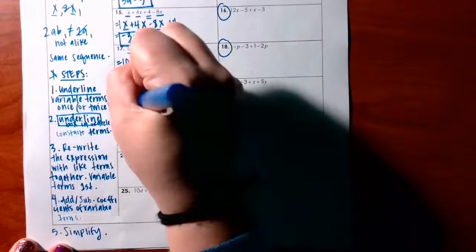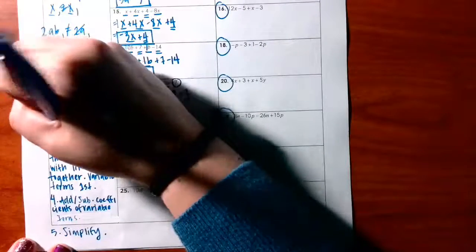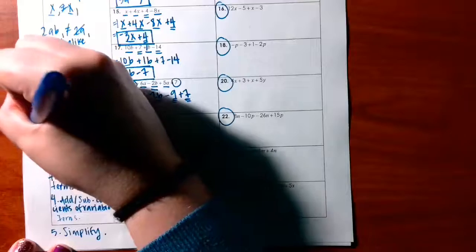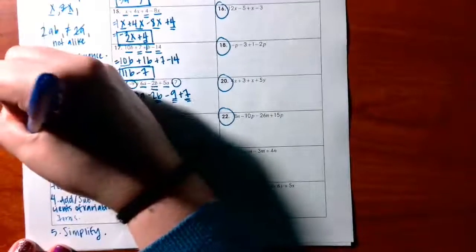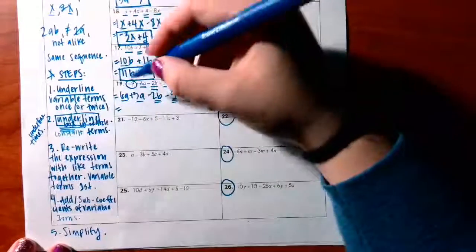Remember, what I like to do is underline my constant terms 3 times. So if you want, you can say that. Underline 3 times, no matter what, and then you have room for your variable terms. So now, after I've done that, I'm going to add and subtract the coefficients of my variable terms, my like terms only. 6 and 5, that's 11A.